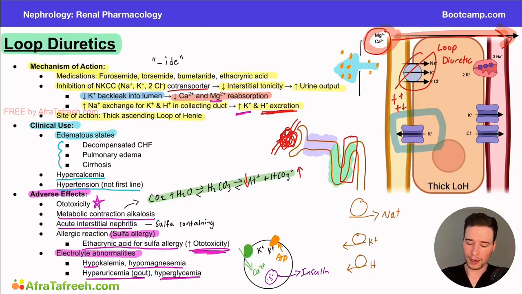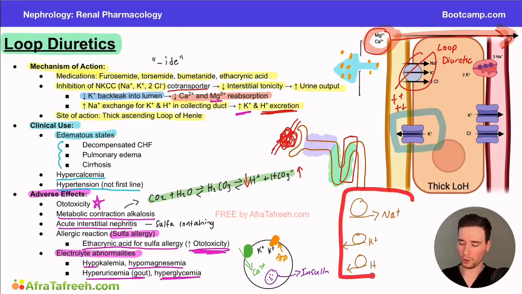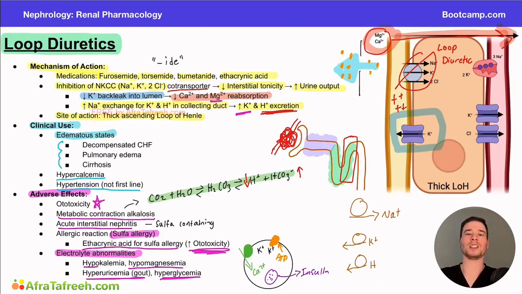Now, we also have things like a decrease in potassium backleak. This is going to decrease the reabsorption of calcium and magnesium. We talked about that mechanism up here. And the increased sodium going distally into the collecting duct is going to increase our excretion of potassium and hydrogen. Recall, in a last-ditch effort to bring back our sodium, we are doing it at the expense of hydrogen protons and potassium. Leading into our clinical use, we have our edematous states, most likely the one they'll test you on, and it also can be used for hypercalcemia, and potentially can be used for hypertension, but less likely they'll test you on this mechanism.